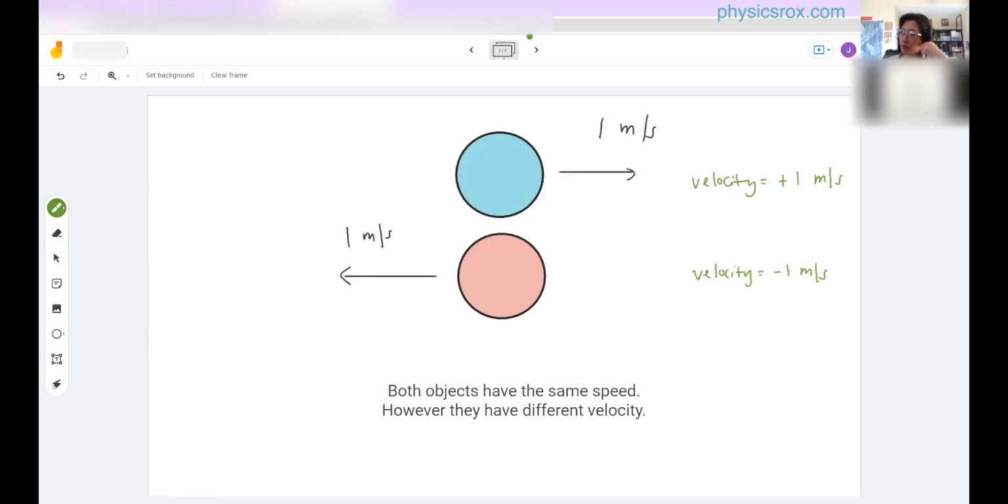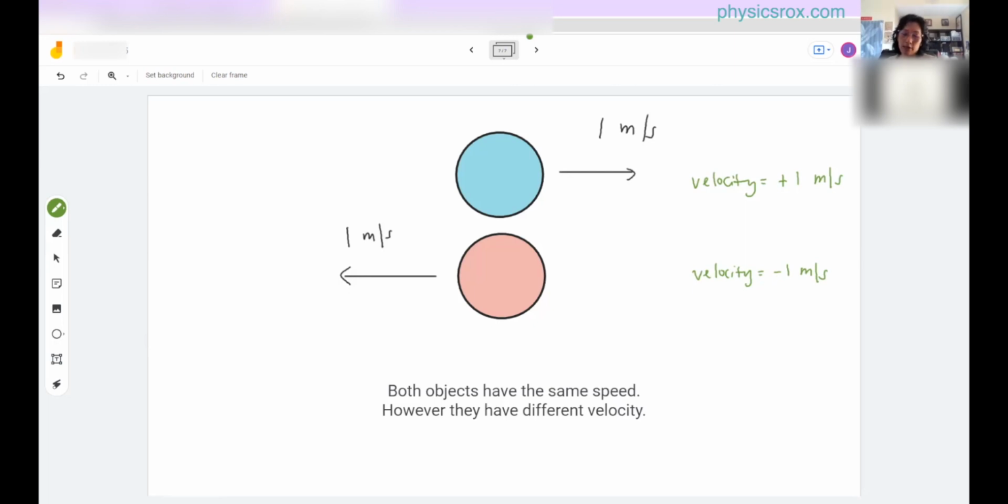So for now in physics, year 10, this chapter, we are focusing on velocity. We don't focus on speed. So if ever you're thinking, what is velocity, I forgot, you just remember, velocity is like speed, but with direction.